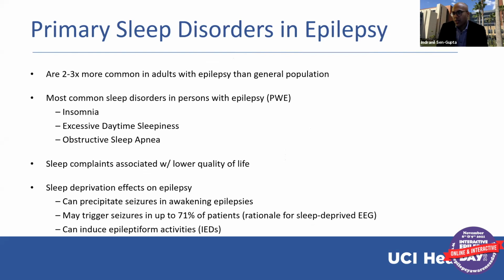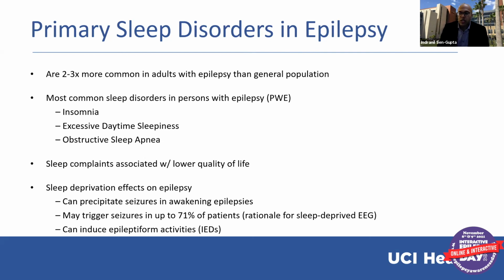So to move on here, primary disorders of sleep and epilepsy are about 2 to 3 times more common in adults with epilepsy than in the general population. The most common sleep disorders in persons with epilepsy are insomnia, excessive daytime sleepiness, and obstructive sleep apnea. I'm going to go into detail with each one of these. Sleep complaints are associated with lower quality of life. The effects of sleep deprivation on epilepsy are that seizures can be precipitated in patients, for instance, with epilepsies on awakening. Sleep deprivation can trigger seizures in many patients with epilepsy.